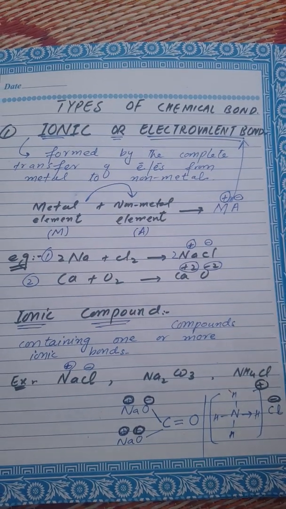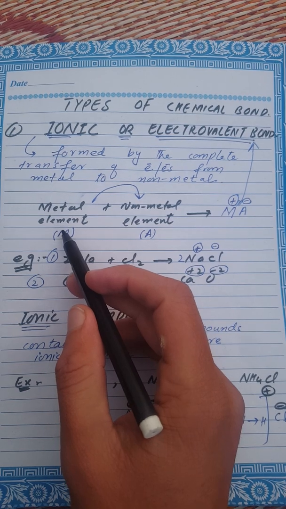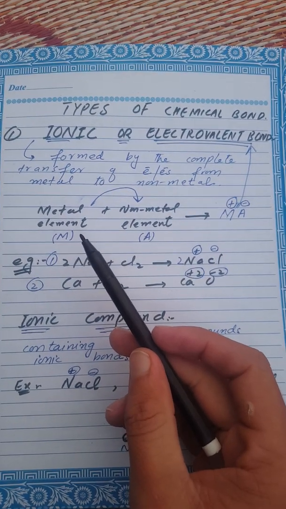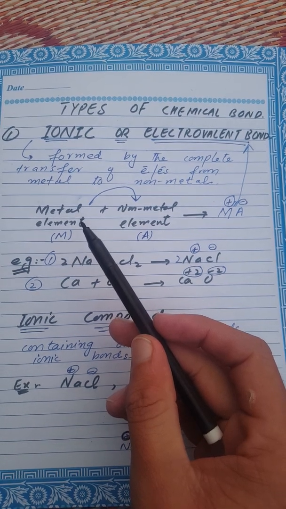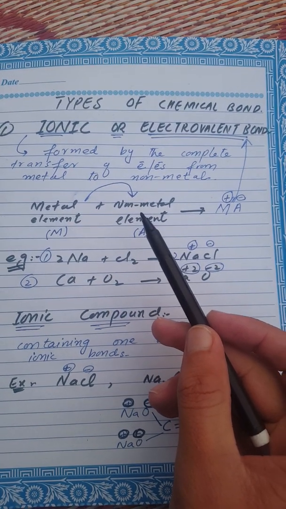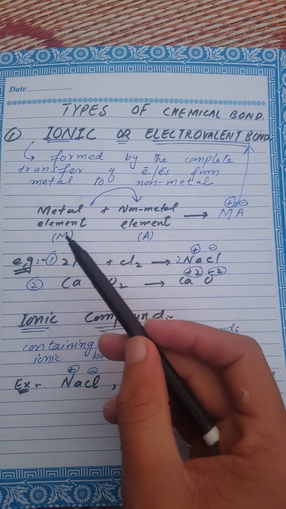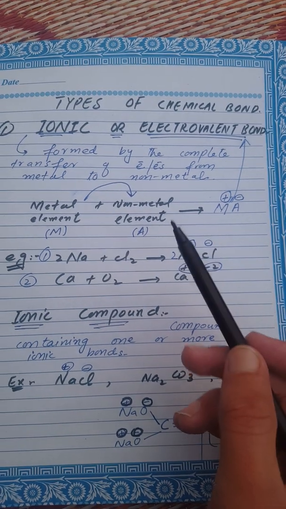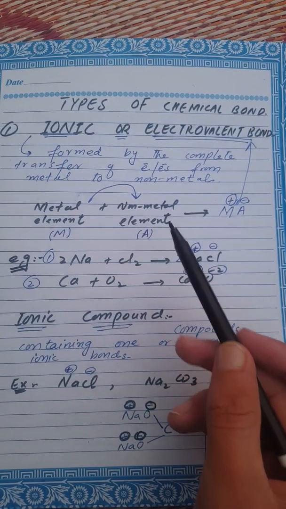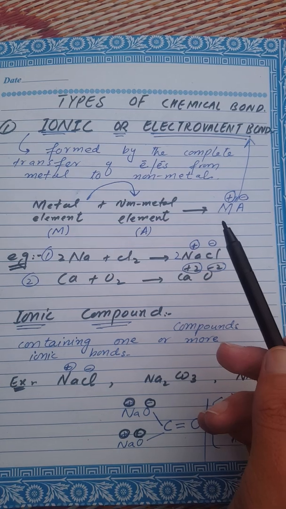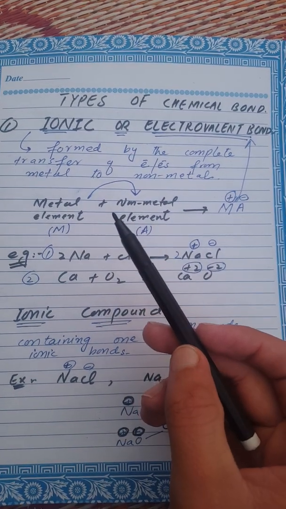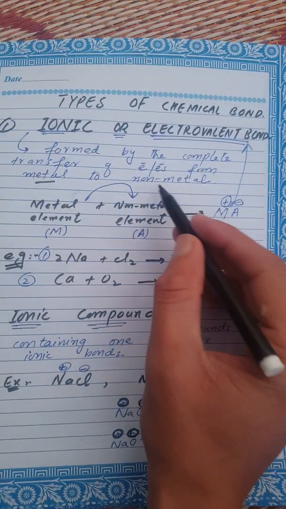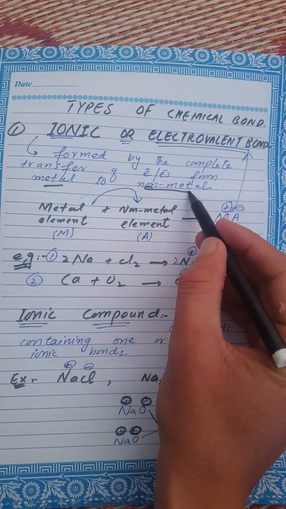non-metal. For example, this is a metal element, and we have a non-metal element. We know that metal element loses electron, it gives electron, and non-metal will gain electron. So metal, when it loses electron, will be converted into cation, and the non-metal which gains electron will be converted into anion. So this bond is basically formed between metal and non-metal.